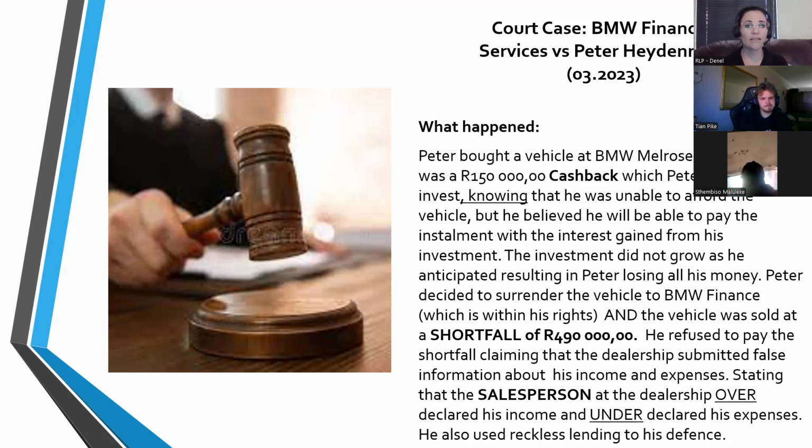Afterwards, he tried to say also that reckless lending took place, which I think is actually the case here because he was never supposed to be approved if he cannot afford it. But the mistake he made was by basing the whole court case on the fact that he said that another party lied. The salesperson at the dealership lied, and he was unaware. That was his first mistake.